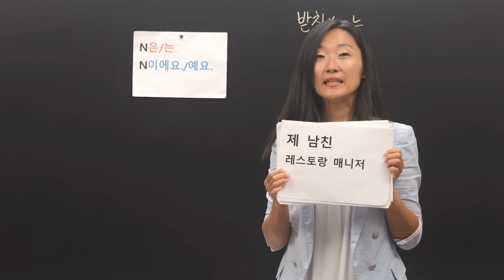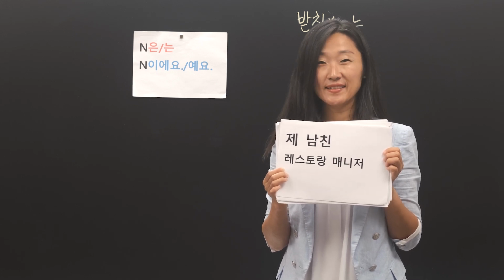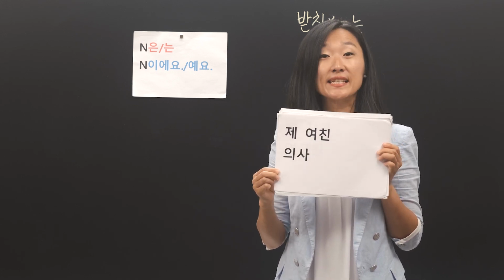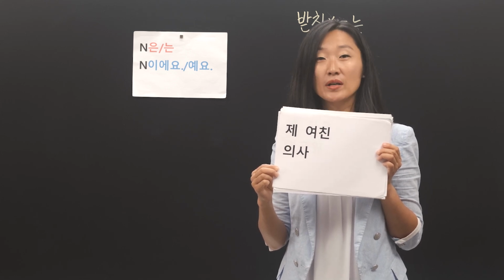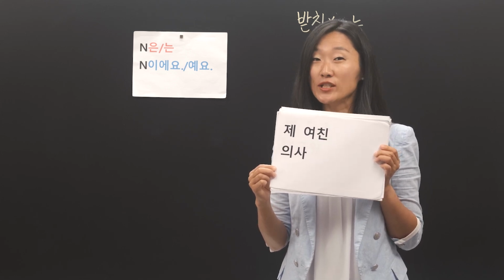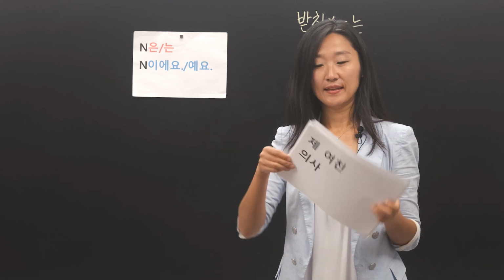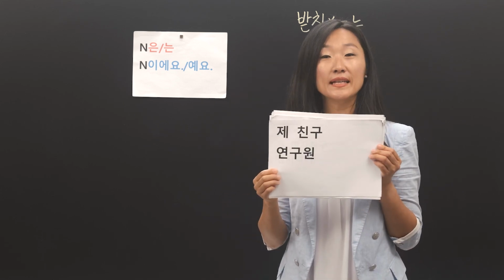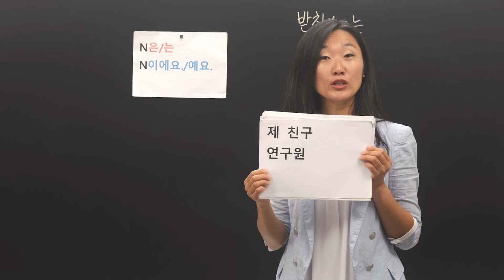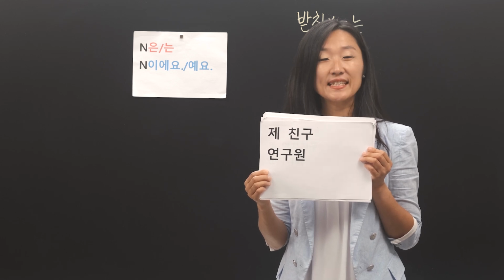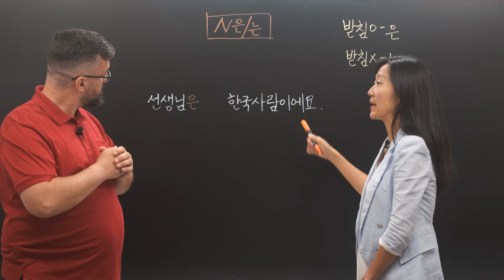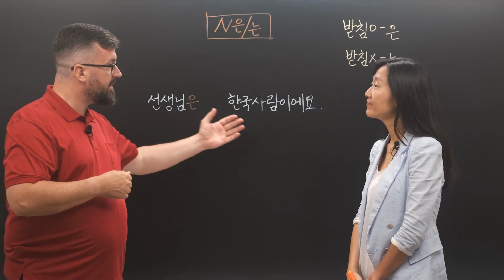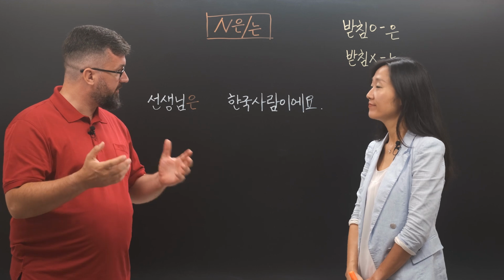남친 means 남자친구, boyfriend. 제 여친은 의사예요. So, 여친 means 여자친구, girlfriend. 제 친구는 연구원이에요. 선생님은 한국 사람이에요. The teacher is Korean. The teacher is a person from Korea.